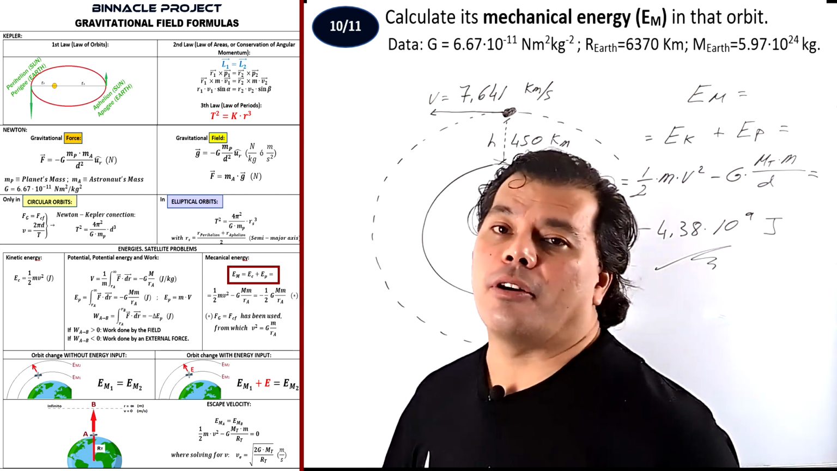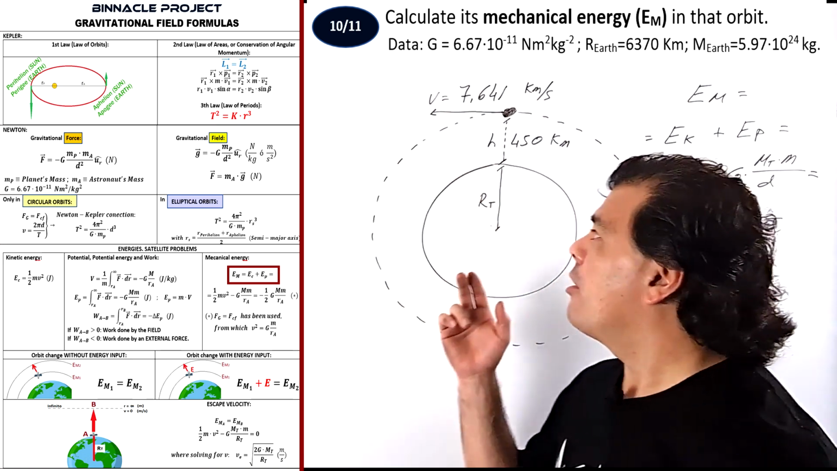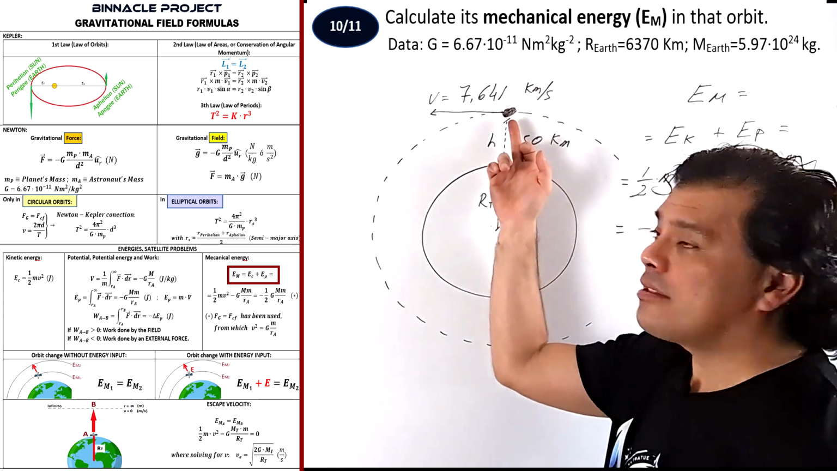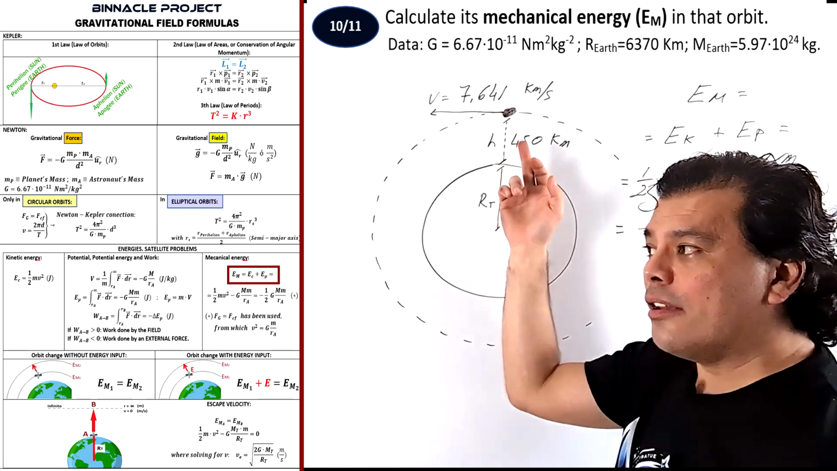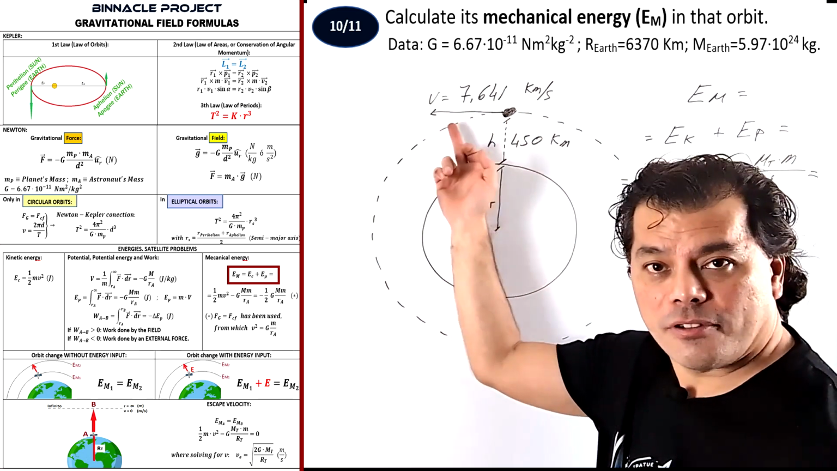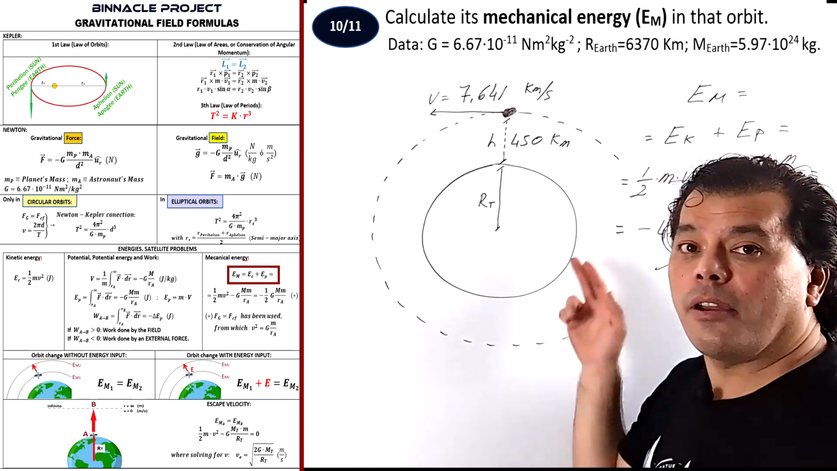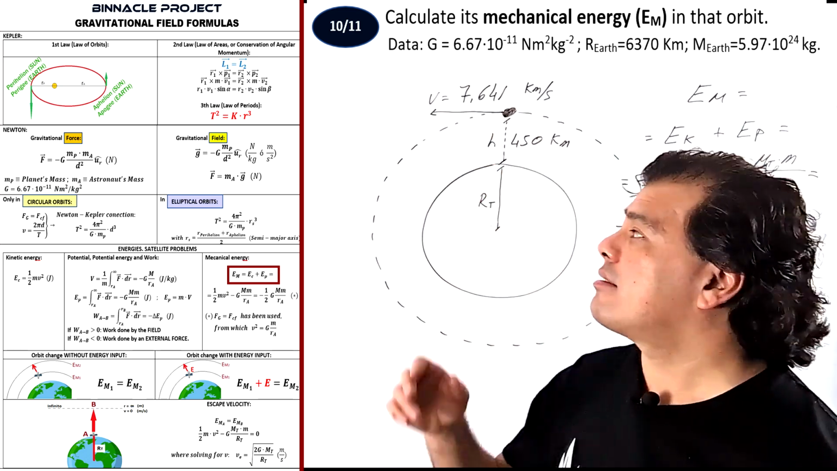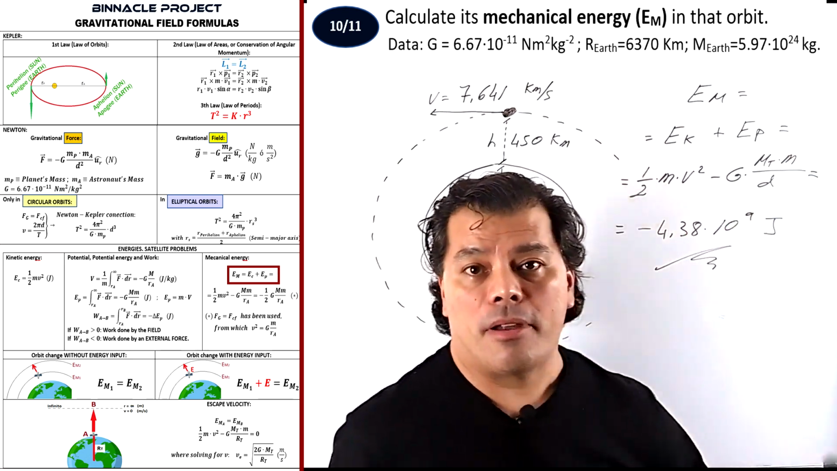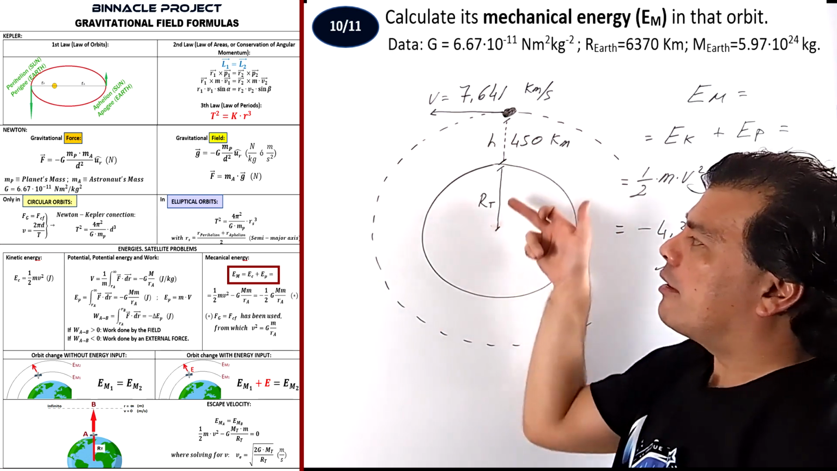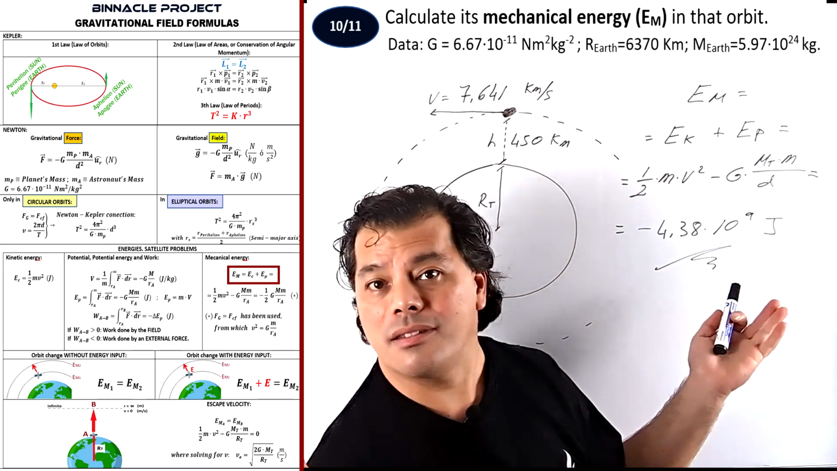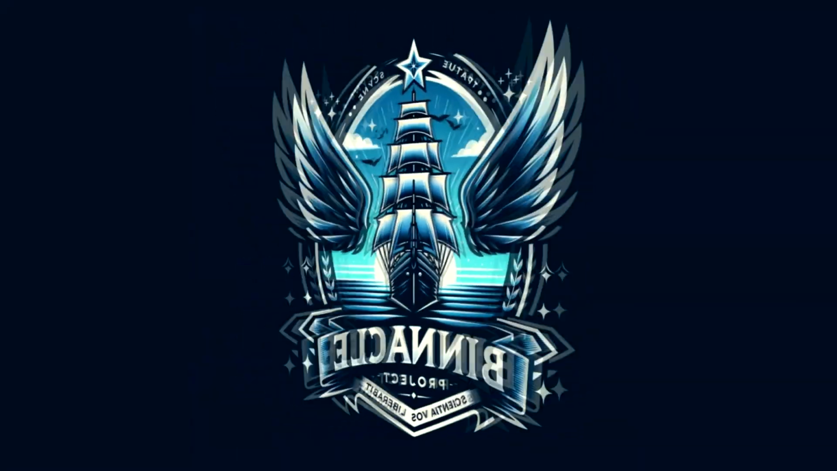And don't forget what we've done in these sections. First of all, we've calculated the force, the gravitational force that this satellite is suffering. Secondly, we calculate the necessary velocity applied, tangential velocity, for it to stay in this circular orbit. And finally, as our satellite has speed, it has kinetic energy. But also, as it is quite near to a very big mass, it also contains potential energy. And that's it. Binnacle project.